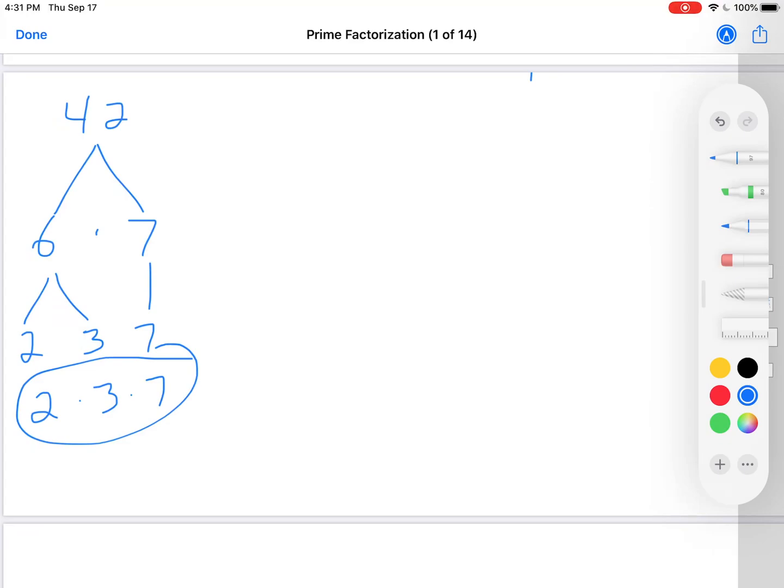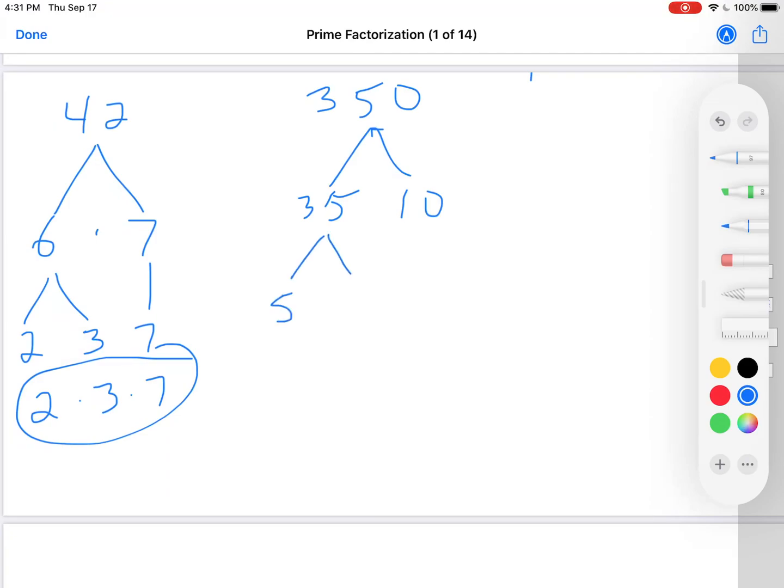Interesting so far. Let's try something a little bit bigger. Let's try 350. 350 I think of as 35 times 10.